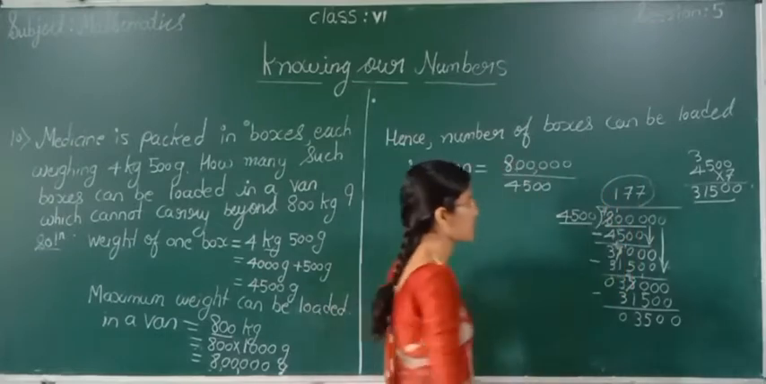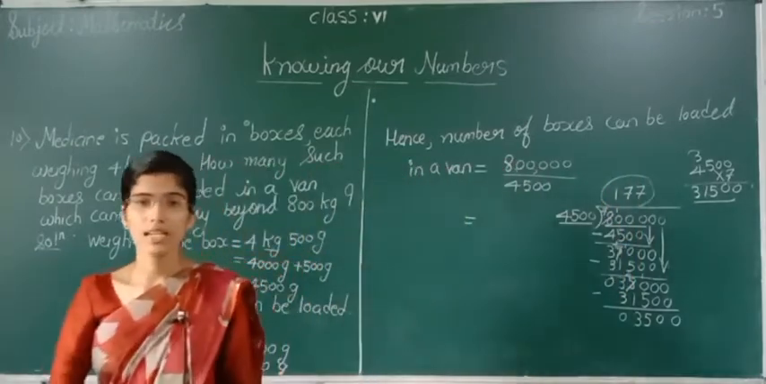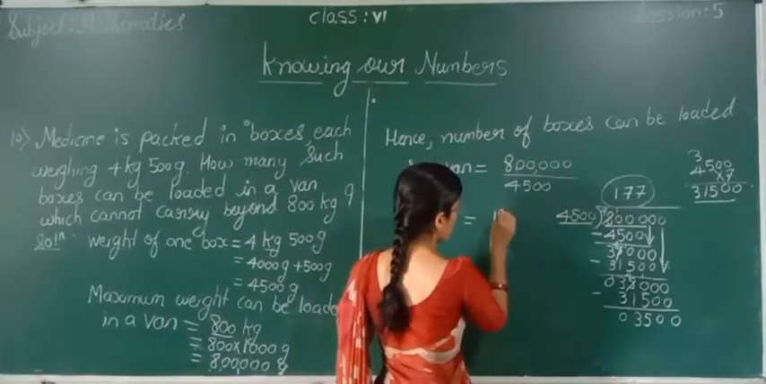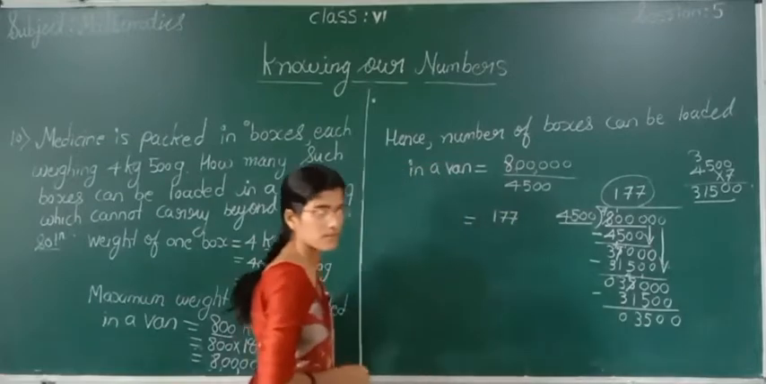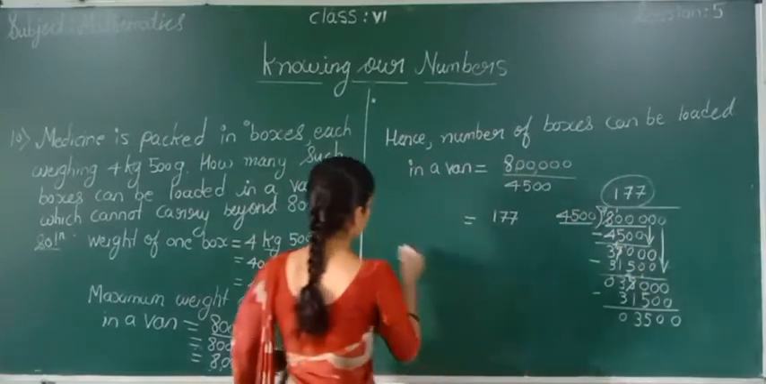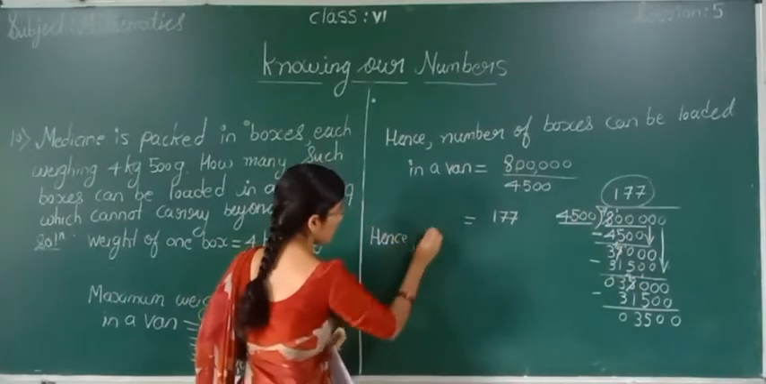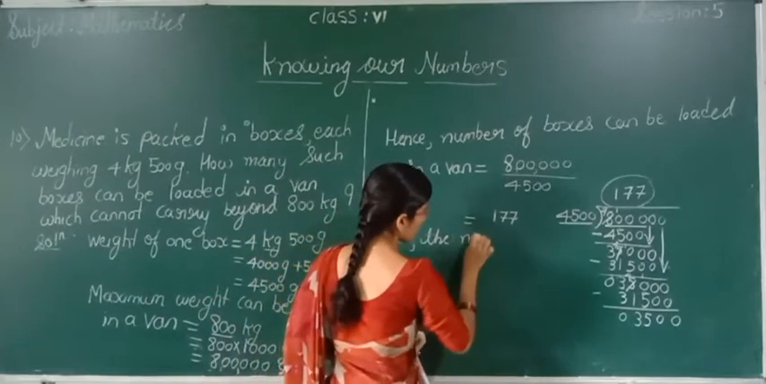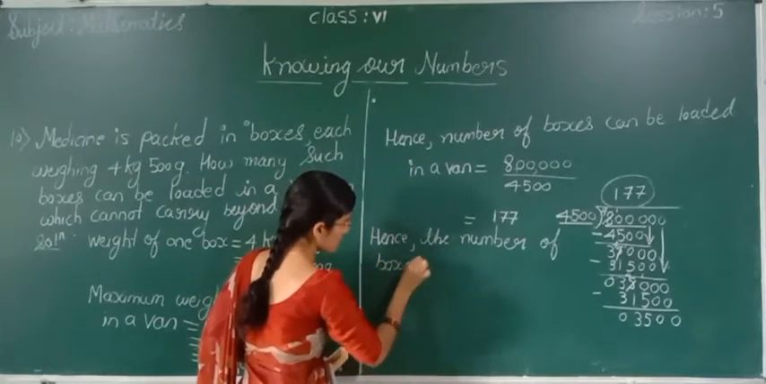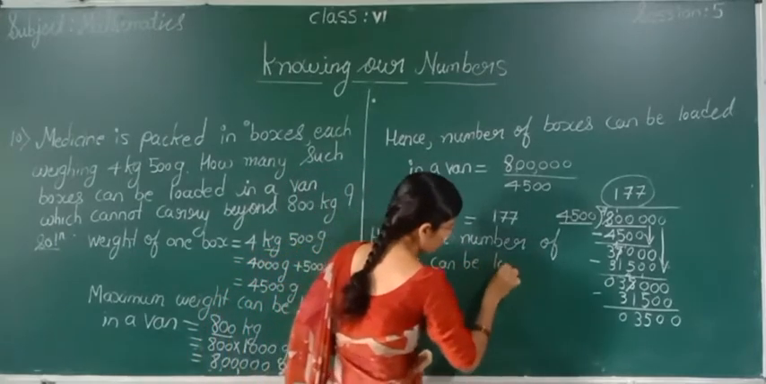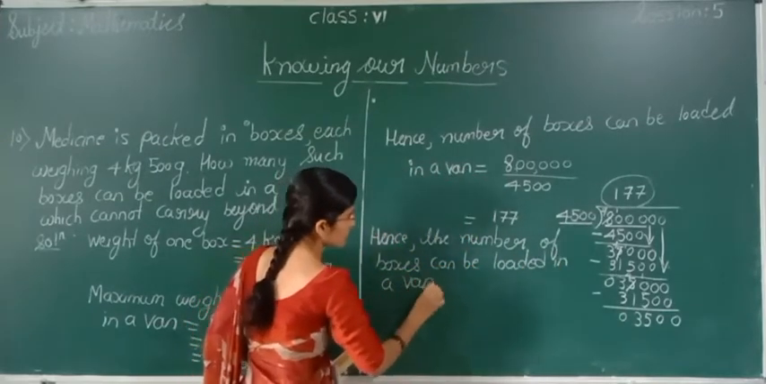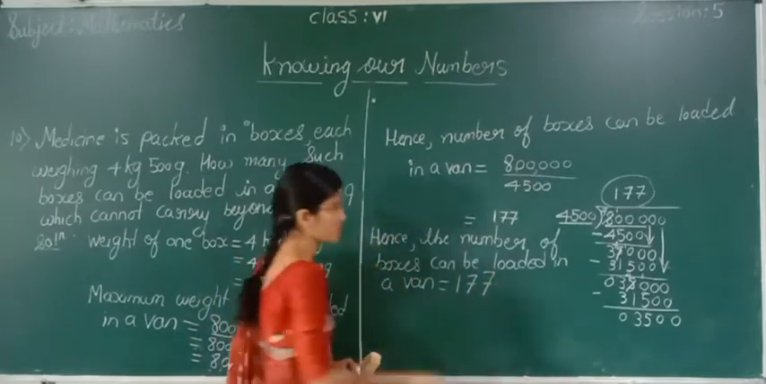177 boxes can be loaded in a van. 177 boxes can be loaded in a van. Okay, write down: hence, the number of boxes that can be loaded in a van is equal to 177. Okay.